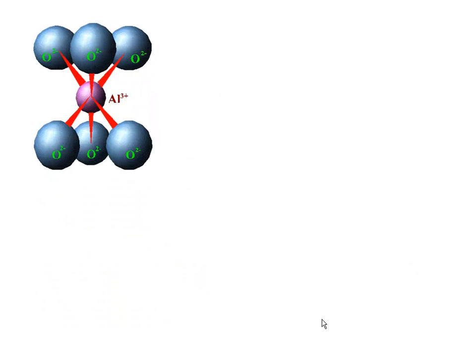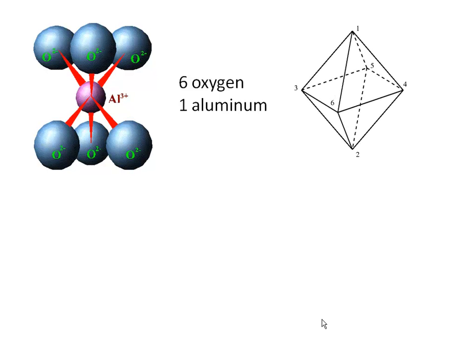We can also make what's called an aluminum octahedron. If we take a look at this, we have aluminum surrounded by 6 oxygen atoms, and in that it makes an 8-sided arrangement that we call an octahedron. Why aluminum? Because aluminum is the third most abundant element. Why are there more oxygens? Because oxygen is the most abundant element.